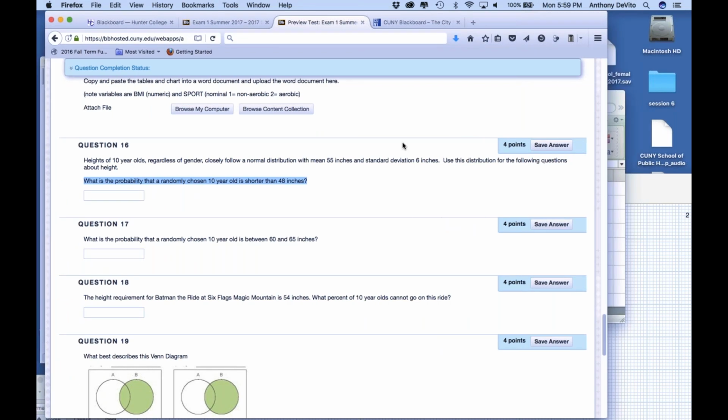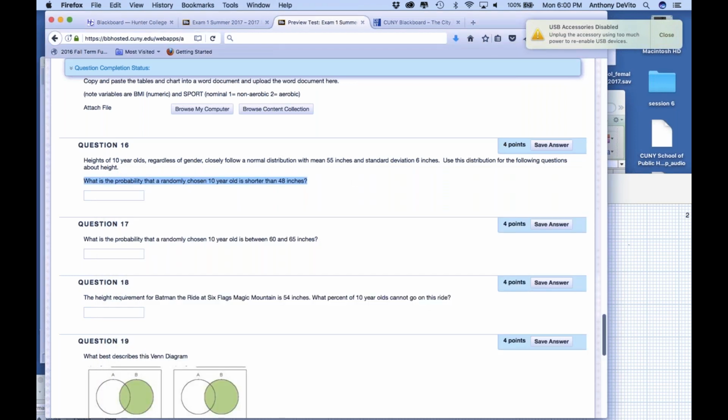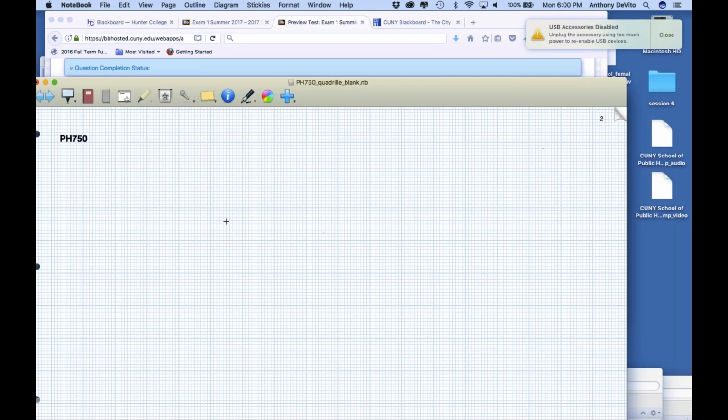Okay, so let me just remember these numbers: 55, 6, and 48. Okay, just draw this normal distribution. We said, matter of fact, it's kind of a giveaway, because we said right off the bat it was approximately normal, right? So approximately normal might look roughly like that.